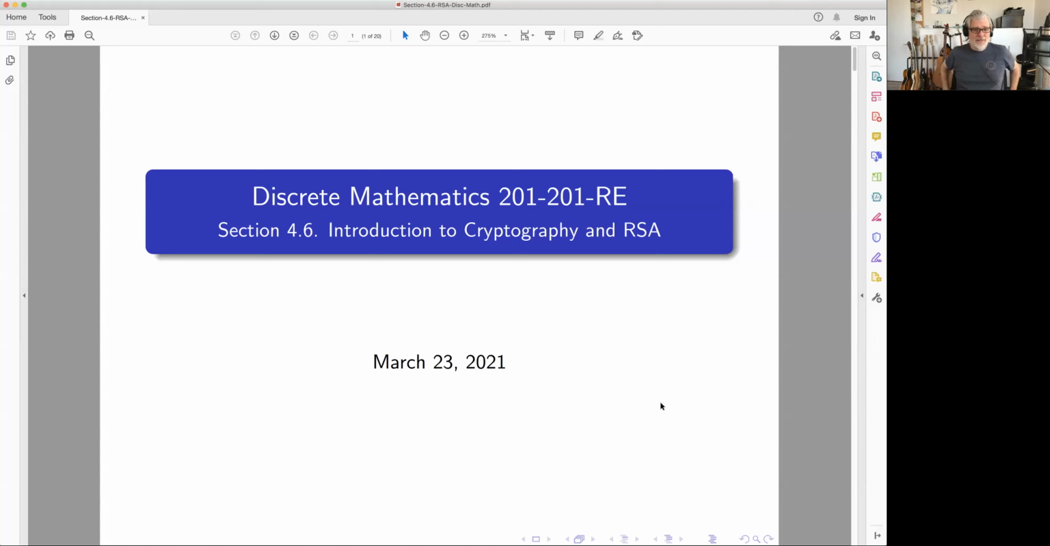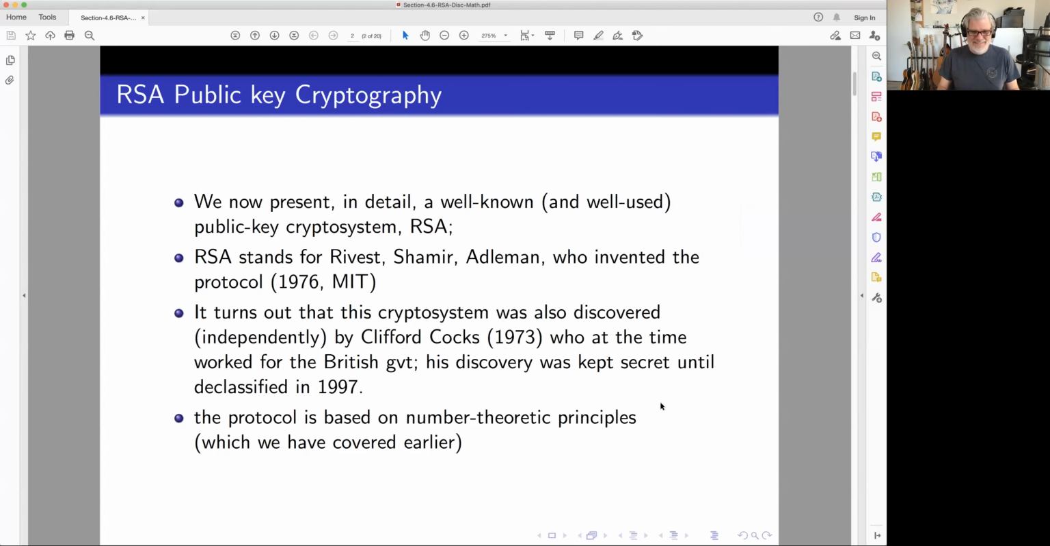So, section 4.6. I've done a little introduction to cryptography, and we're going to jump into RSA per se today. RSA stands for Rivest, Shamir, Adelman, who are the inventors or discoverers of this protocol. This goes back to 1976.